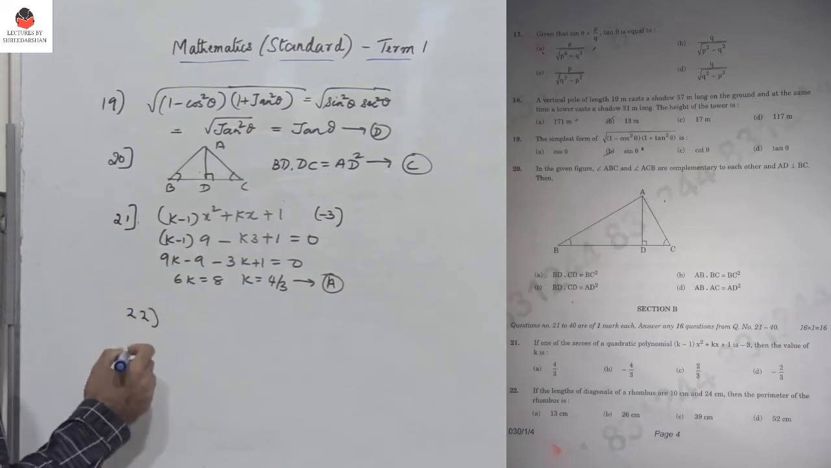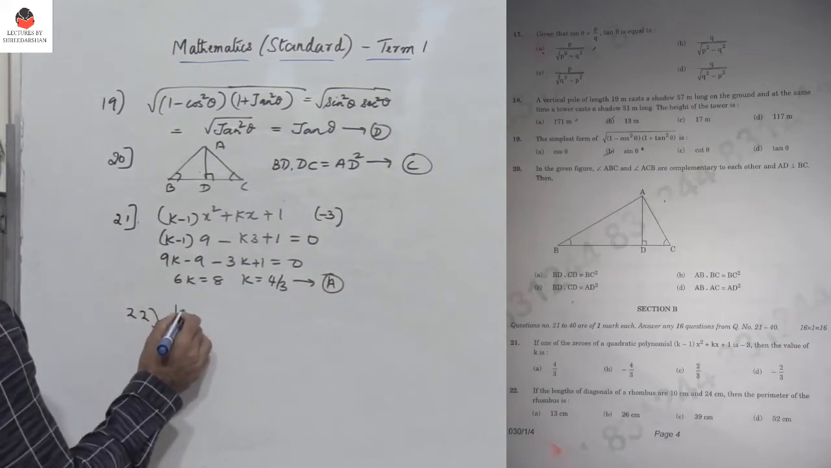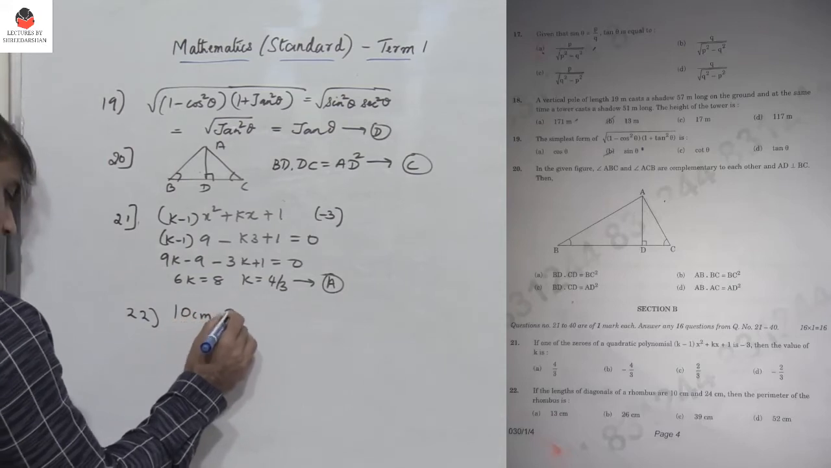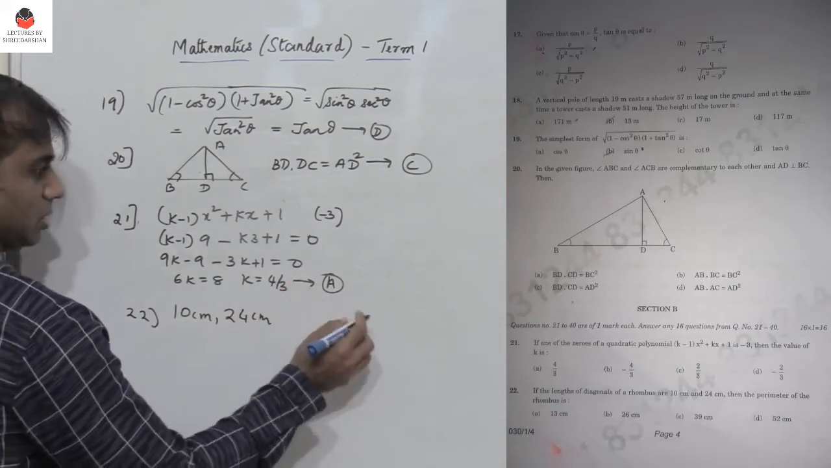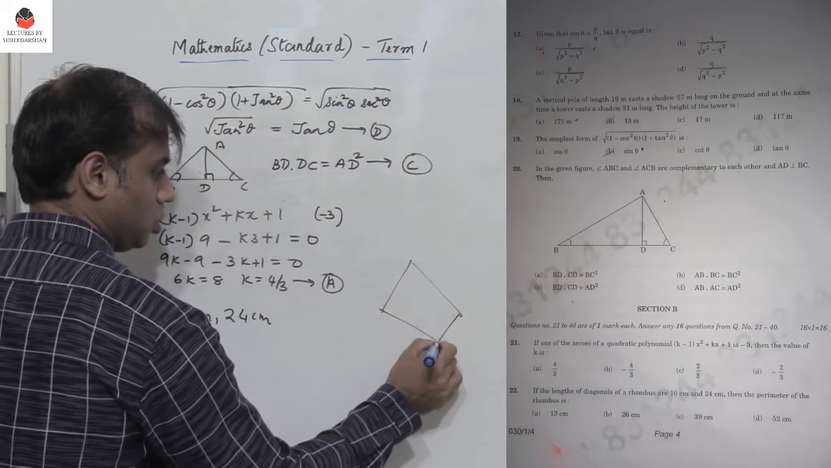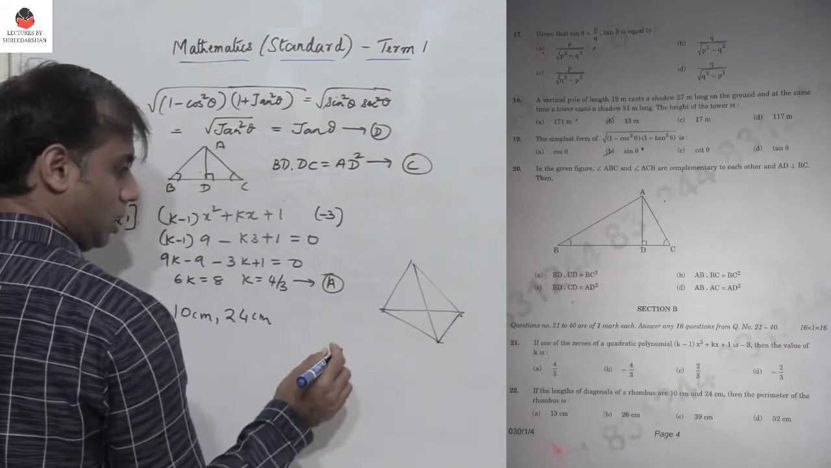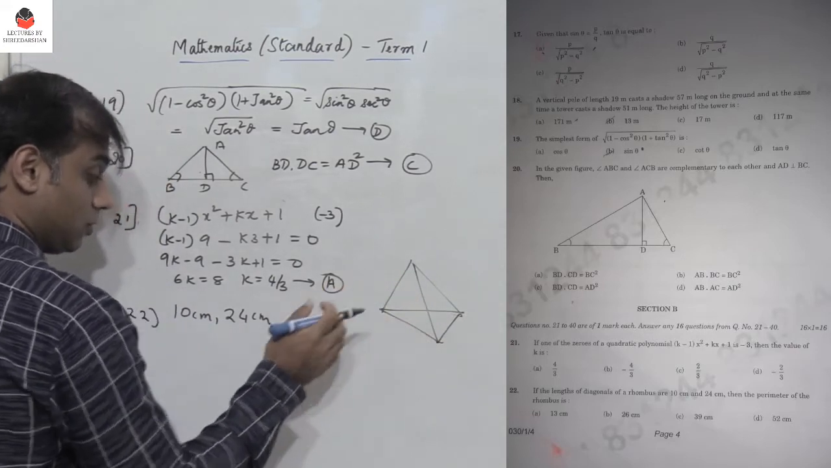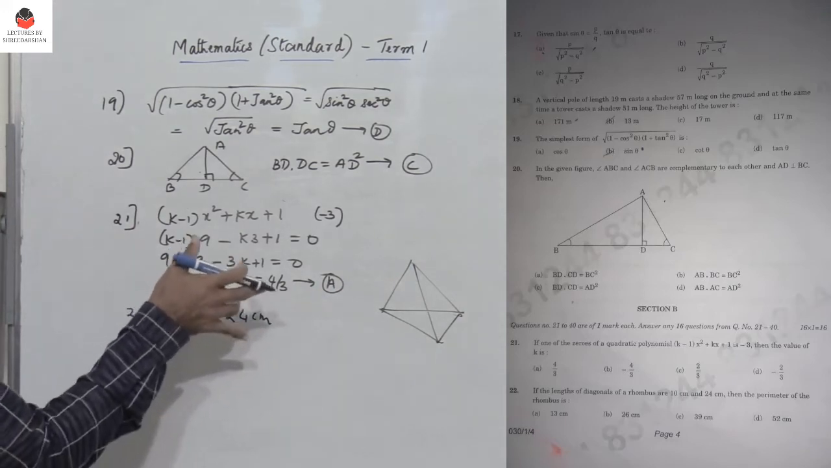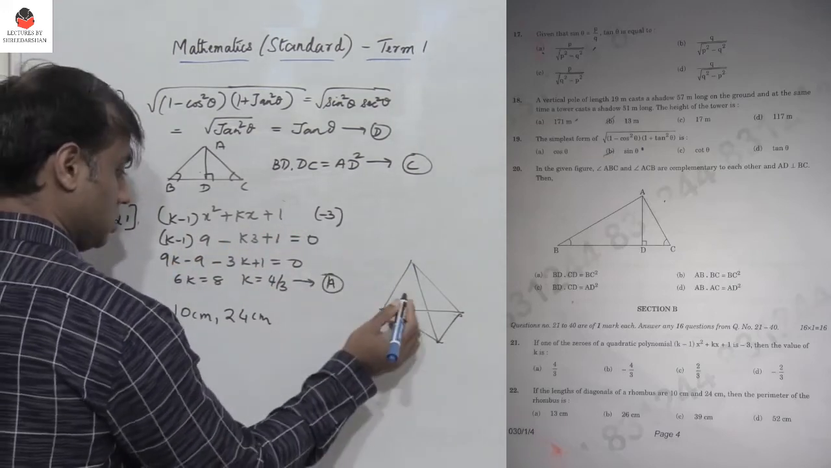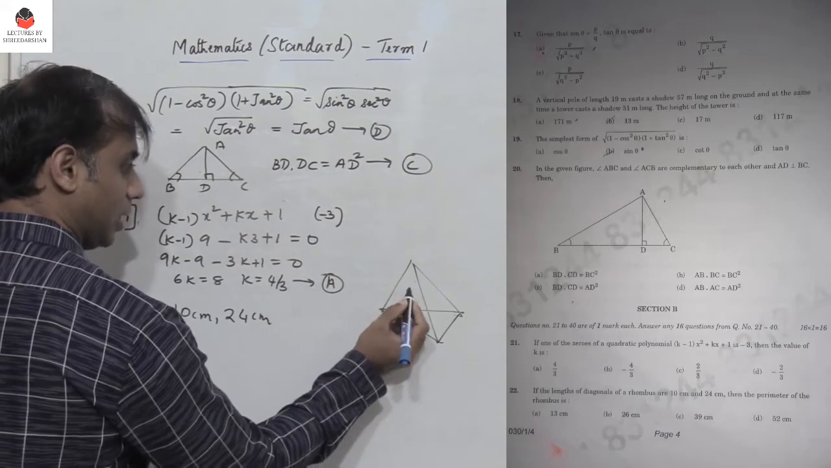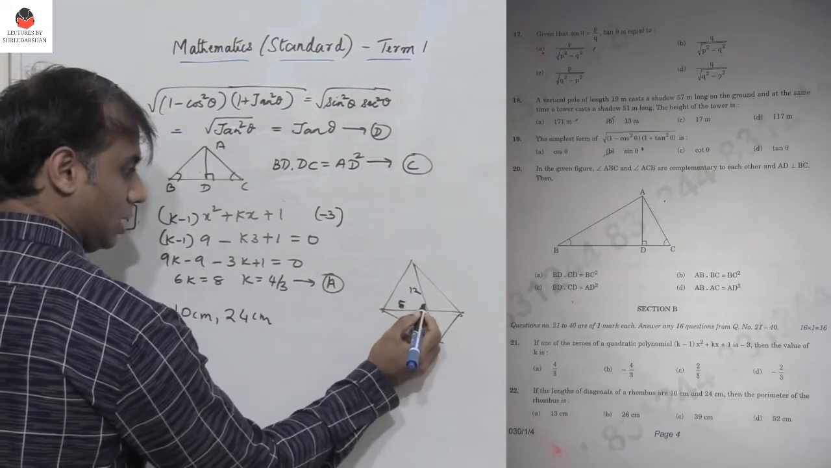22. The lengths of the diagonals of a rhombus are 10 centimeters and 24 centimeters. Find the perimeter. It's again a very easy problem. So you have diagonals, right? So the lengths of the diagonals are 10 and 24, but the diagonals bisect each other. So they bisect each other. This is going to be 5 and this is 12, and they are at right angles.